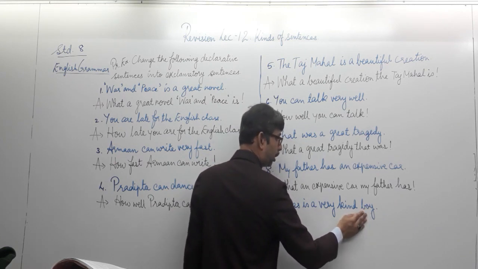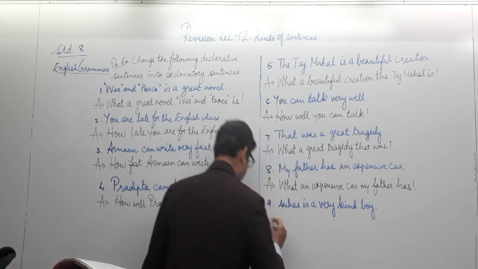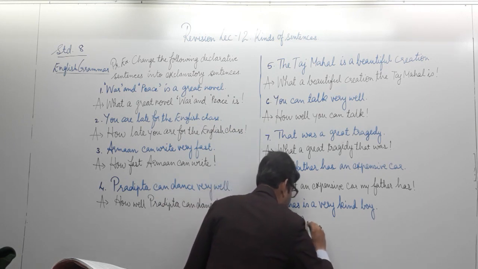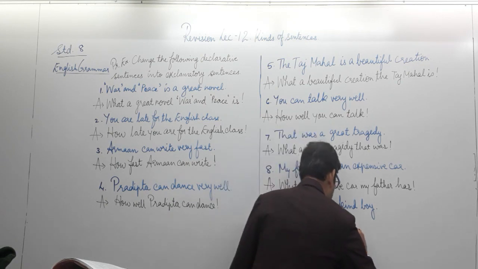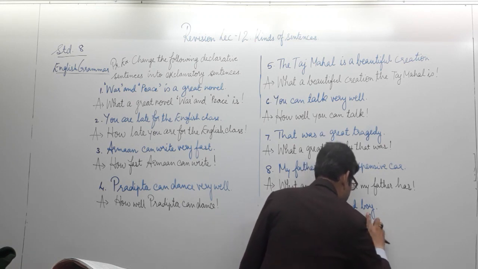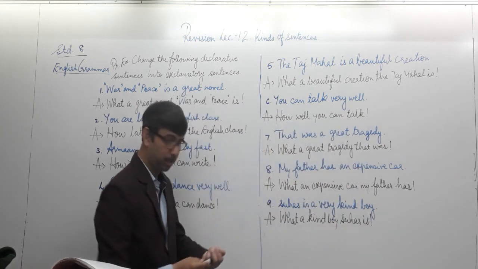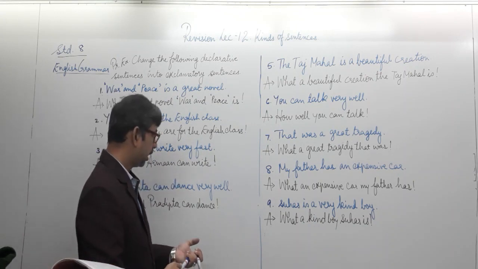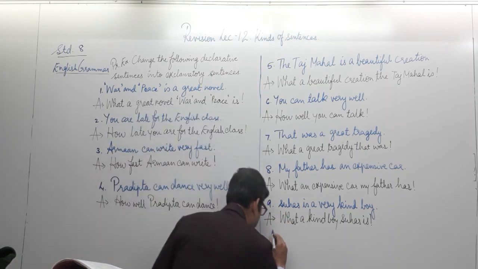So when you talk about the object, concerned about or focus about the object, we will be using the word what and not how. So let's use the word what. What a kind boy Suhas is. Then the exclamation mark after it. So I hope by now you must have understood how to change sentences or declarative sentences into the exclamatory ones. Well, the last one, number 10.